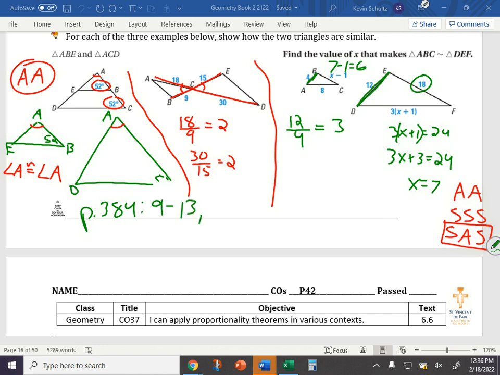Page 384, 9 through 13. And on page 392, I would like you to do 5 through 8 and 10 through 12.